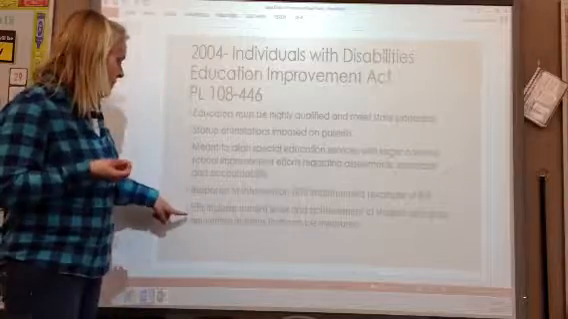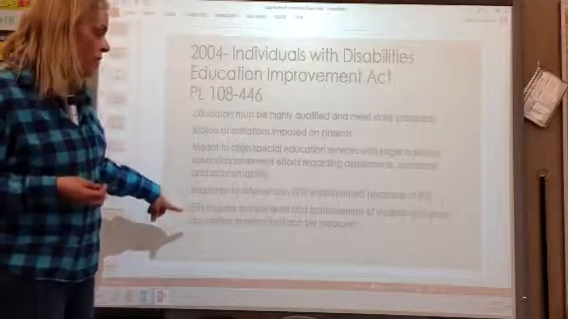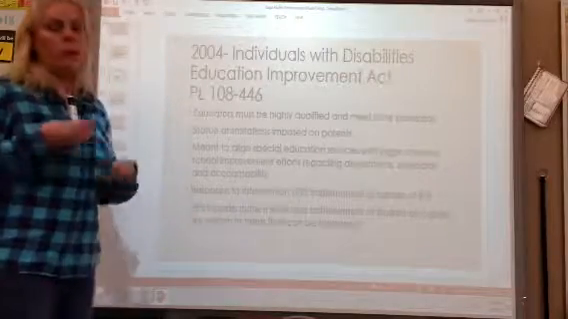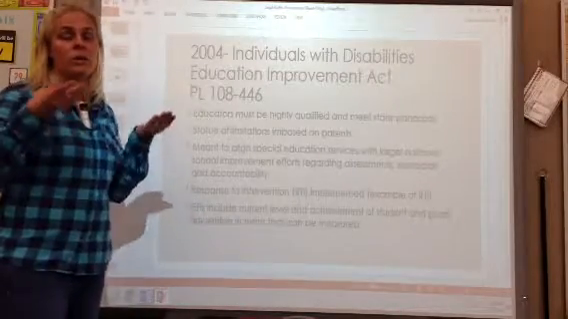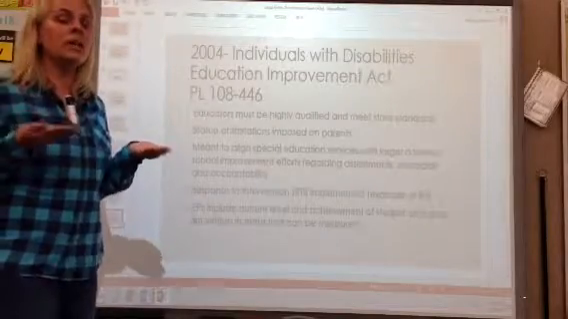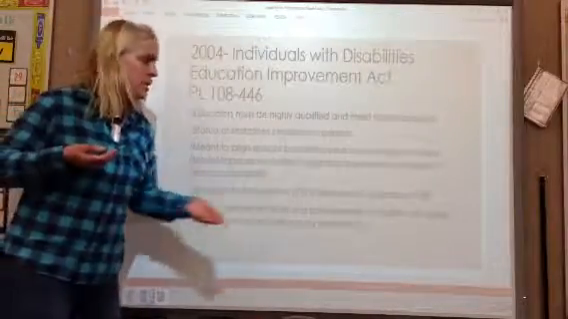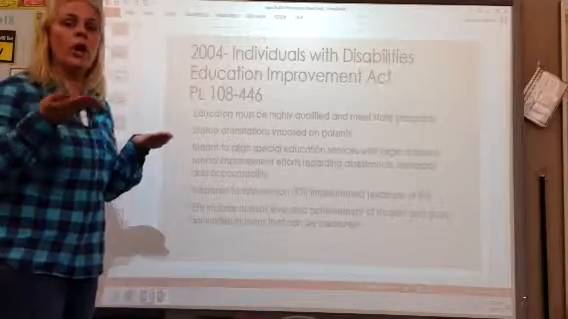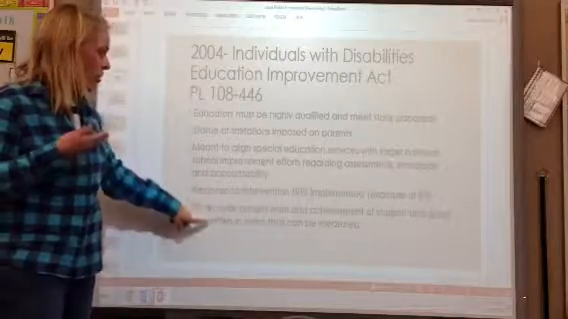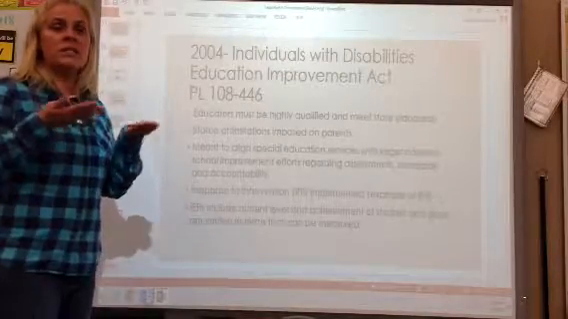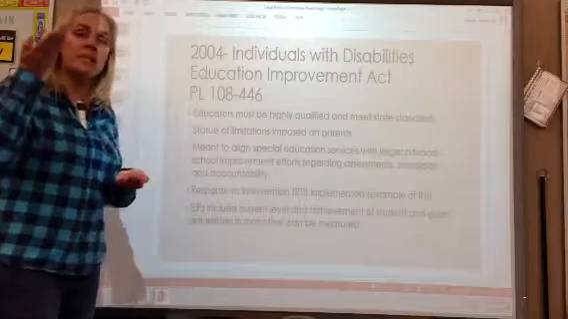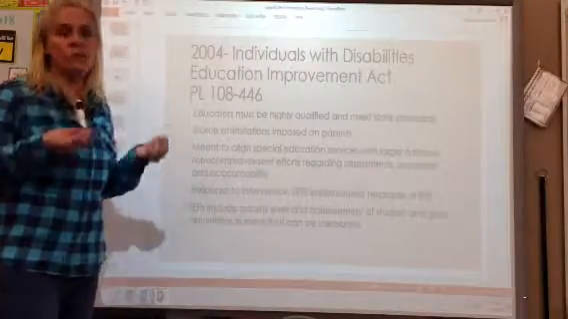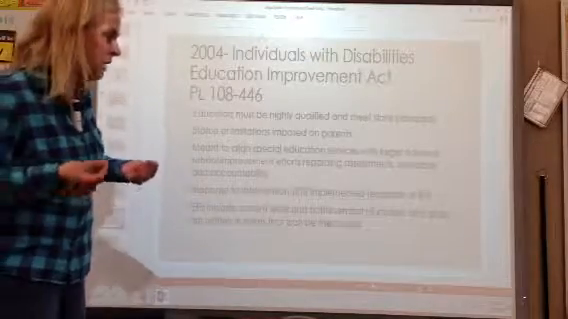IEPs include current level and achievement of student and goals and are written in terms that can be measured. So if we want to set a goal, we have to be able to check to see if that student is reaching that goal. So one goal that could be measured is if a child is scoring below 9% on STAR, maybe our goal is to get those literacy skills up so that they can score above a 20% on STAR. So the IEPs have goals for the children that we can measure to make sure they're meeting those goals.